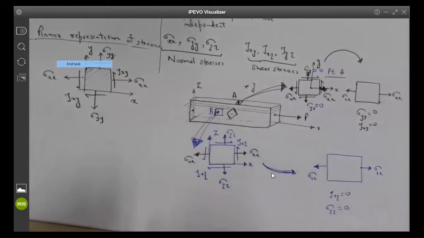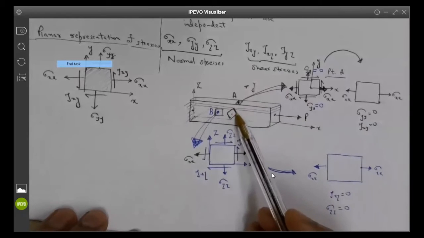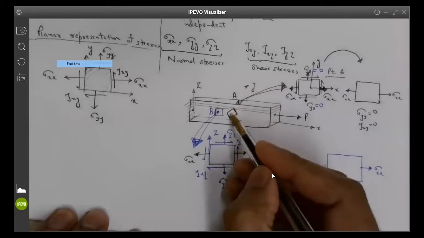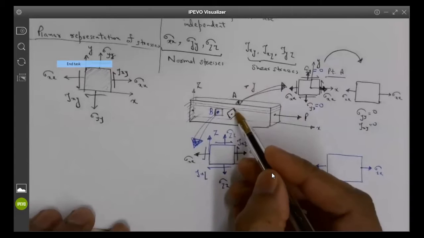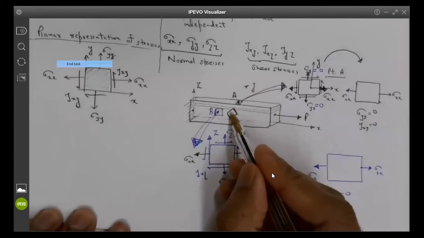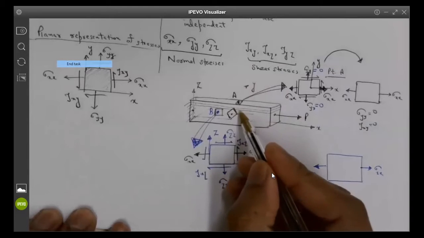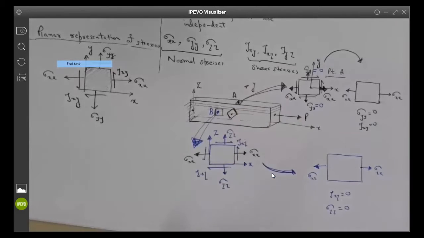Professor, is that new diamond that you drew still on the same face as B? Yes, it's on the same face as B, but because it has been oriented differently, I want to see what the stress components will be on this specific element when it has been rotated by a certain angle. If it has rotated by a certain angle, how can I find the stresses?